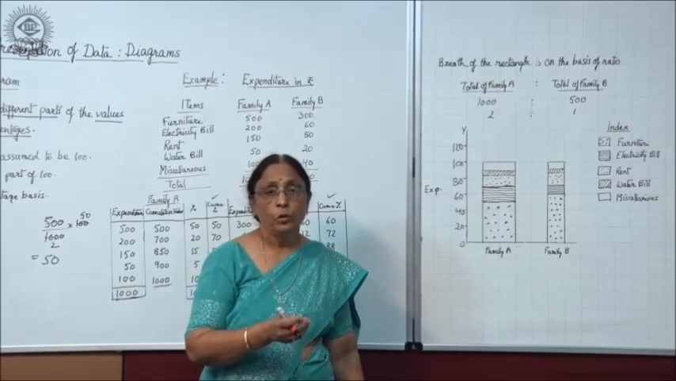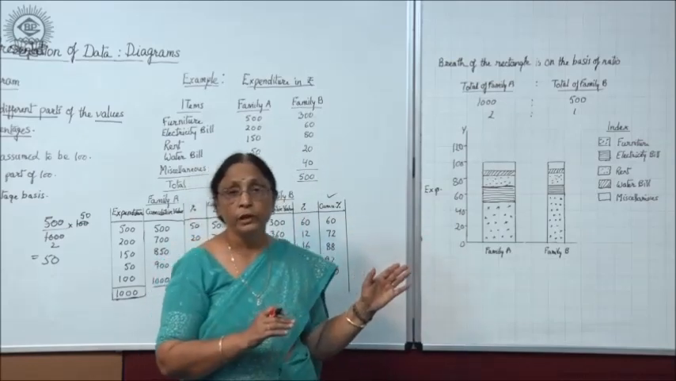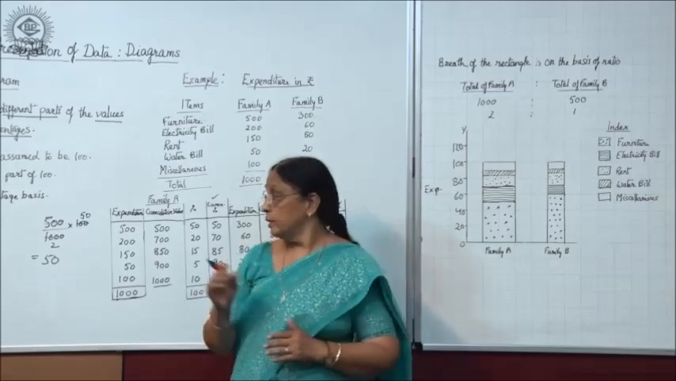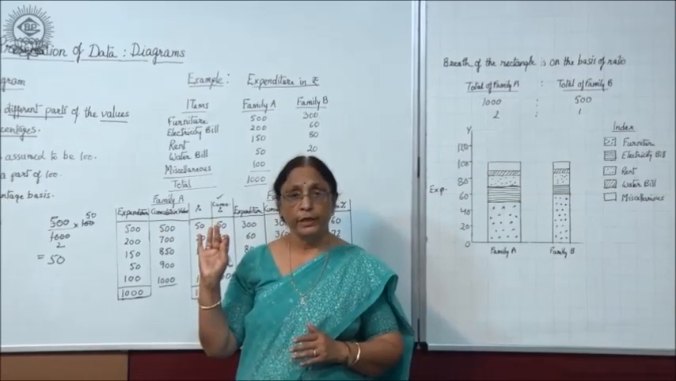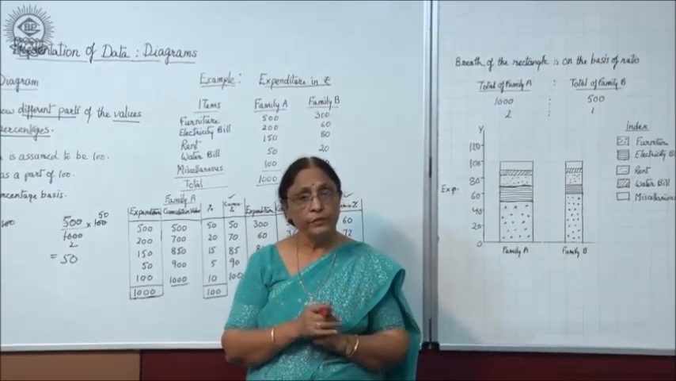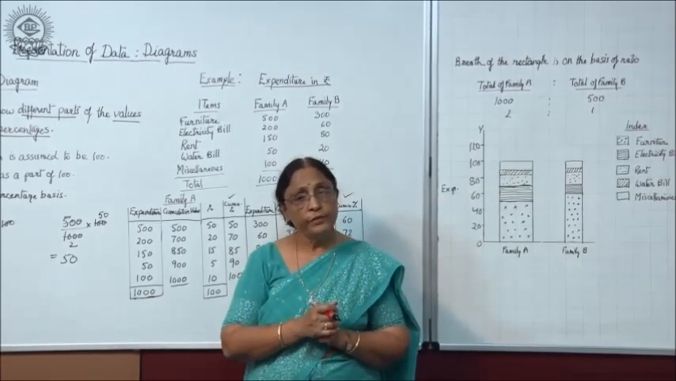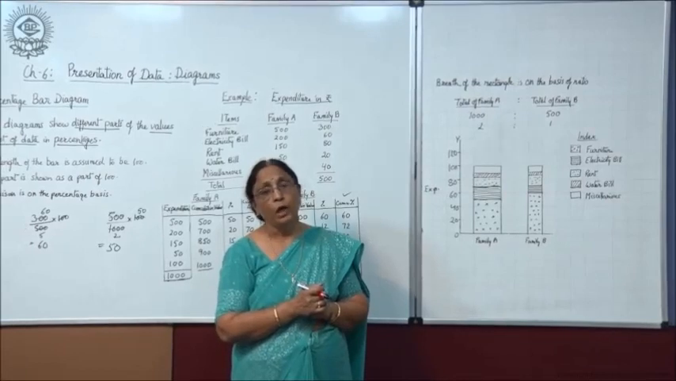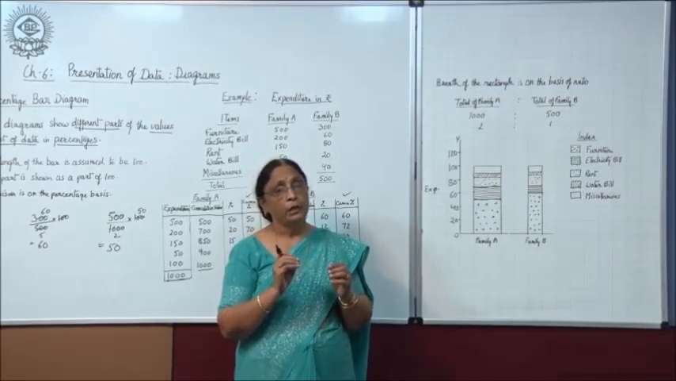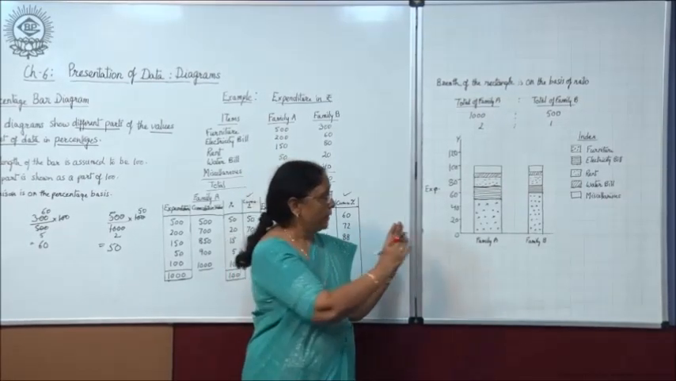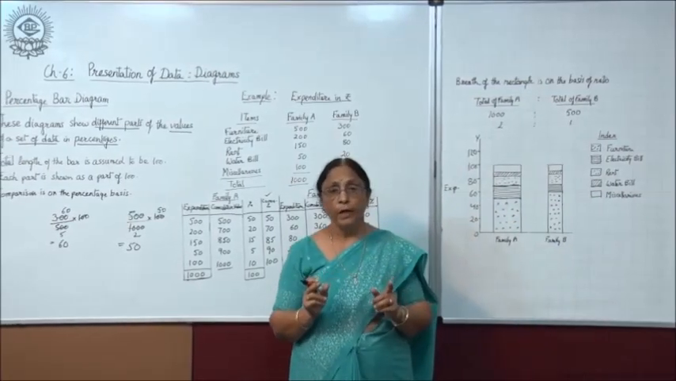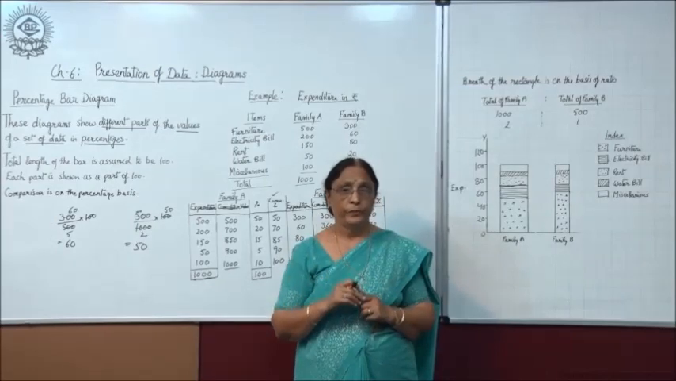Now I'll tell you what the difference is. You have learned earlier about the subdivided bar diagram, and here we have taken the percentage bar diagram. What is the basic difference between the two? The basic difference is that in the subdivided bar diagram, you are comparing the parts. The comparison is two-dimensional in the subdivided bar diagram. You are comparing the parts as well as the whole.